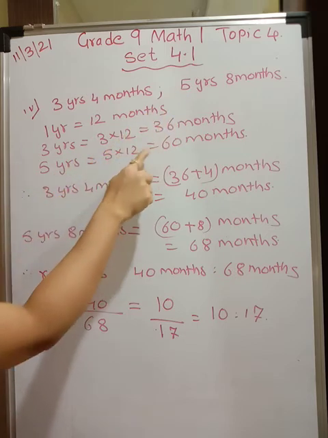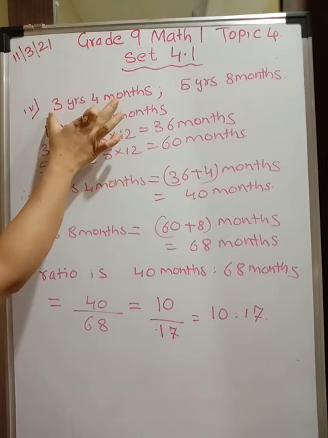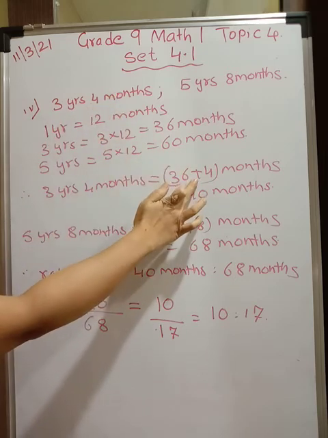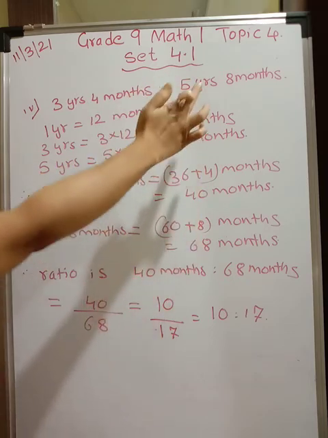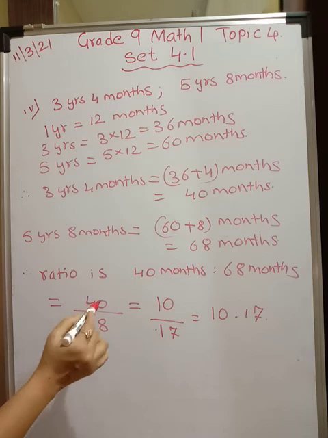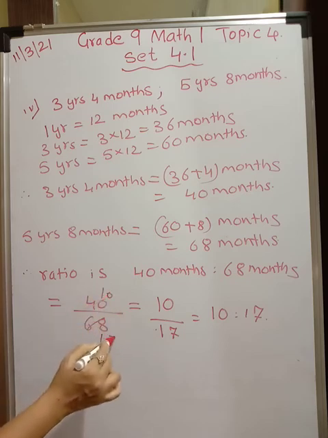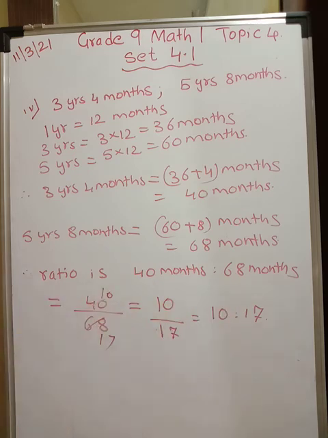Similarly in 5 years it will be 5 into 12, which is equal to 60 months. So 3 years and 4 months is as good as 36 months plus 4, which is equal to 40 months. And 5 years is 60 months plus those 8 months become 68 months. So the ratio is 40:68. If you divide by 4, you get 10 and 17. So your ratio is 10:17. Is this clear? Okay.